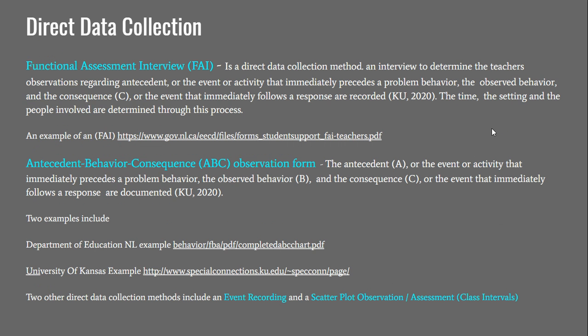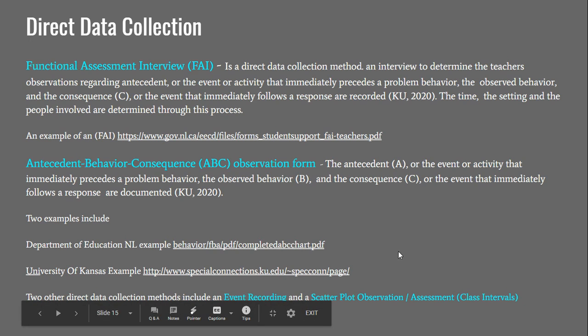Another example of a direct data collection is the antecedent behavior consequence, ABC, observation form. The antecedent, or the event or activity that immediately precedes a problem behavior, the observed behavior, and the consequence are all documented. Other direct data collection tools would be an event recording or a scatter plot observation assessment, class interviews.